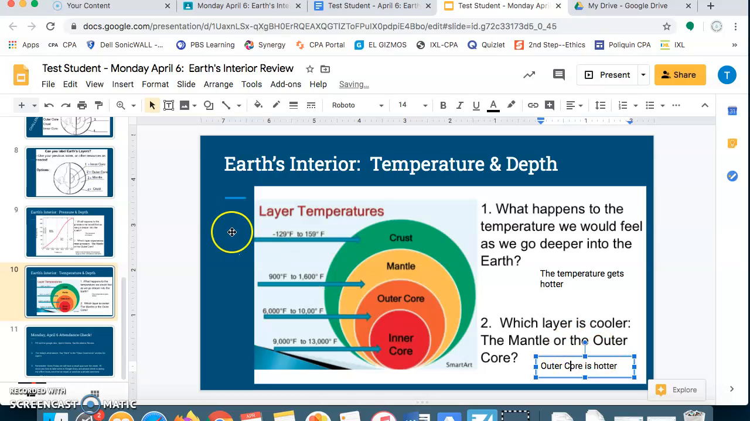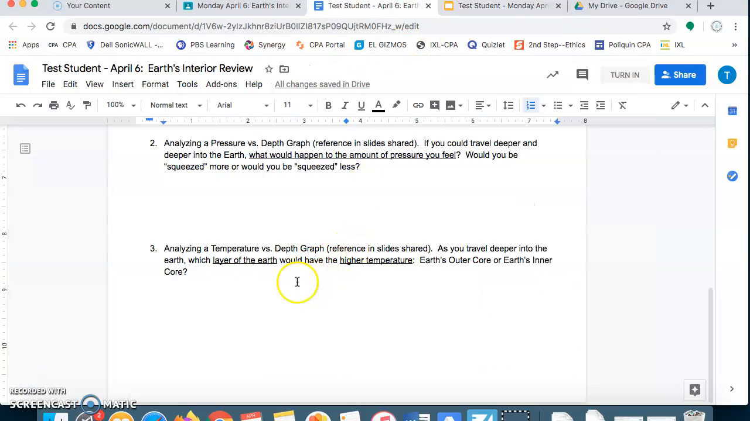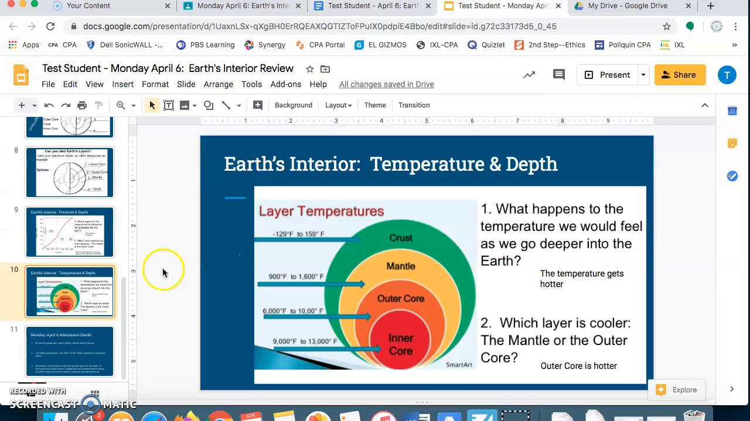Okay, so we reviewed that, and that has helped me answer number 3. You can then answer that question, but note, I'm not comparing the mantle and the outer core. The question is asking you to compare the outer core and the inner core. Make sure that you're reading each question carefully. Okay, that kind of wraps up the assignment.